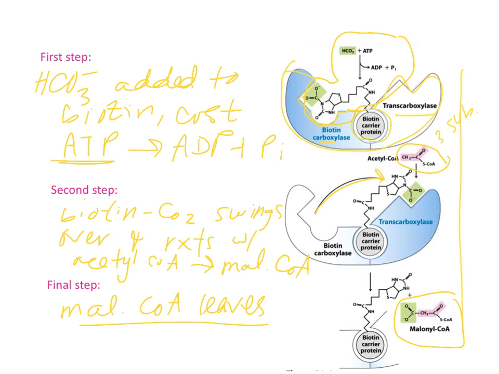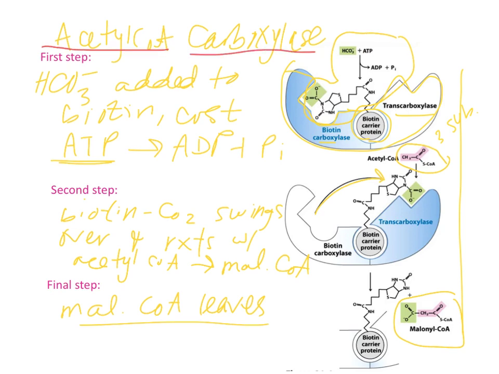Again, the same thing happens in pyruvate carboxylase. This is acetyl-CoA carboxylase. And if you remember, most of these enzymes are named for their substrate, and then the second part of their name is what they do. So pyruvate carboxylase adds a CO2 to pyruvate. Acetyl-CoA carboxylase adds a CO2 to an acetyl group.